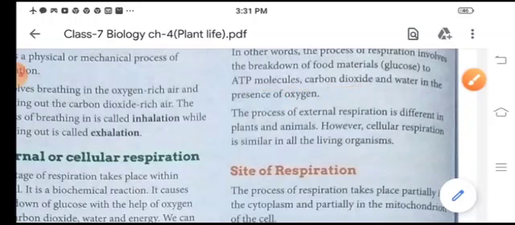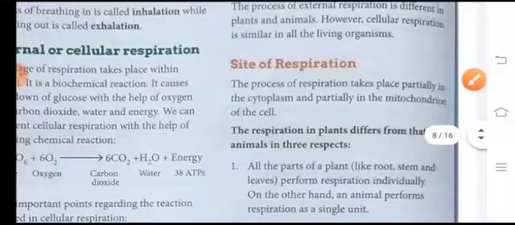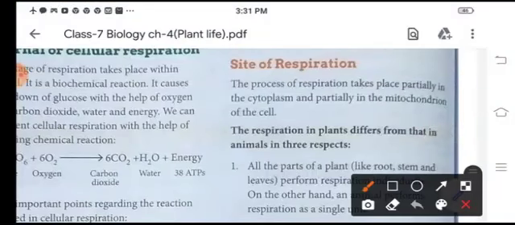Now cellular respiration is similar in all living beings. Now come to the site of respiration. The process of respiration partially takes place in the cytoplasm and partially it takes place in the mitochondria.